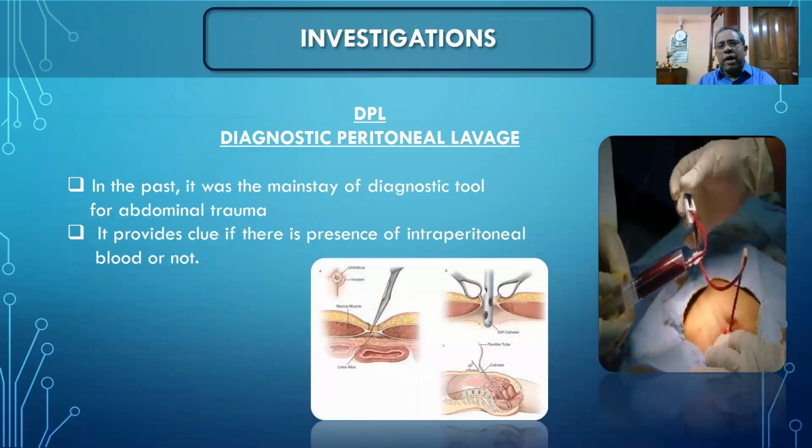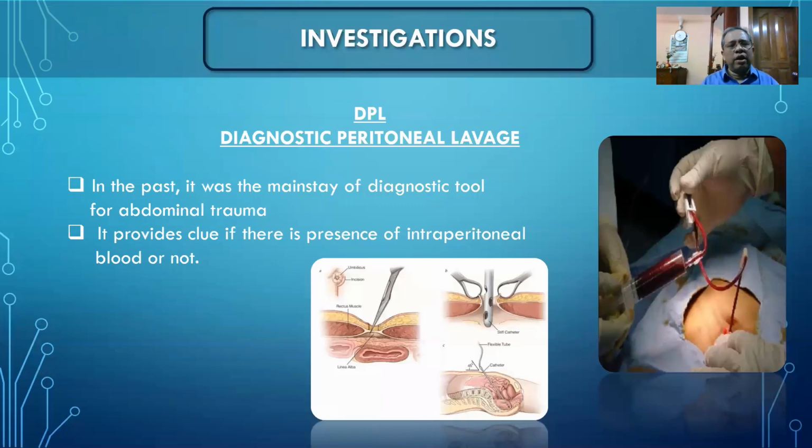Another one is an invasive procedure, which is called DPL, diagnostic peritoneal lavage. That means you make a small hole at the umbilicus, put a catheter inside the peritoneal cavity, push in normal saline, collect it, and look at the color of the lavage. If it is blood stained, it is diagnostic: there is free blood, which means some injury is there.